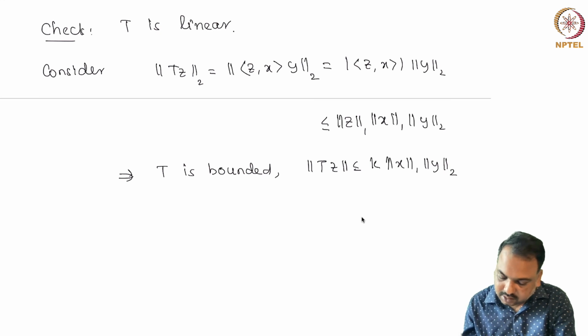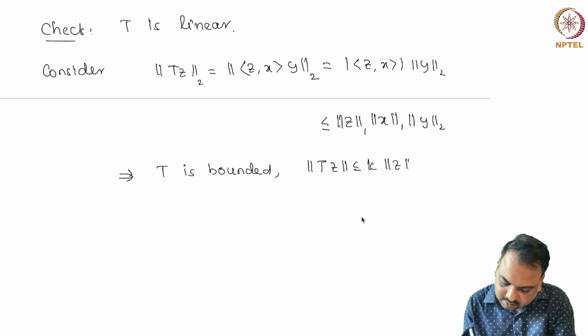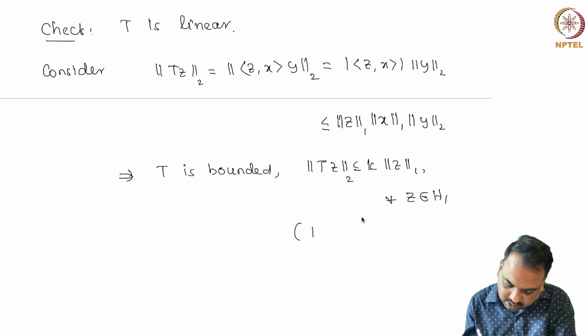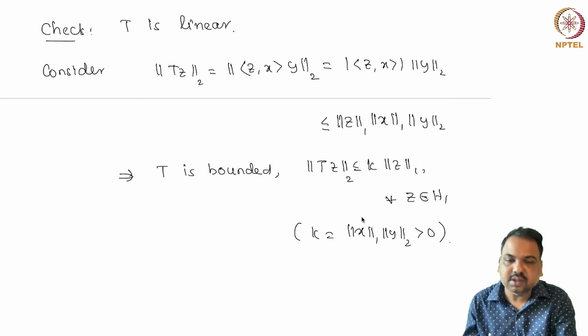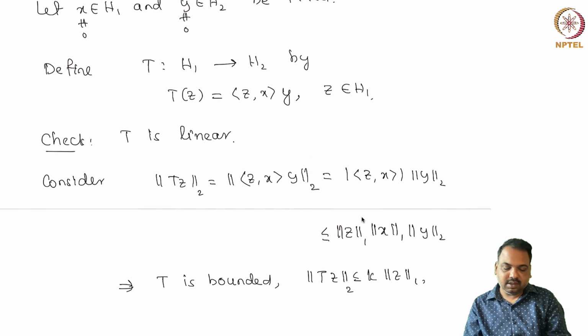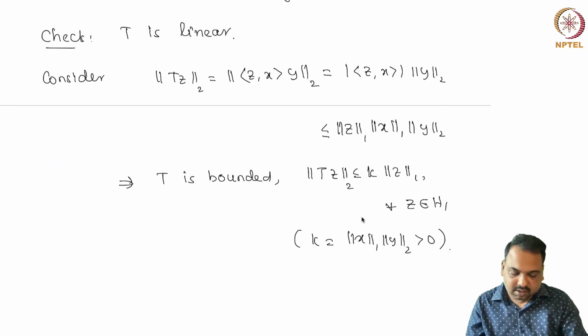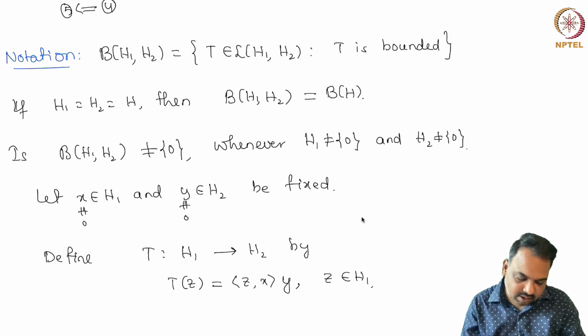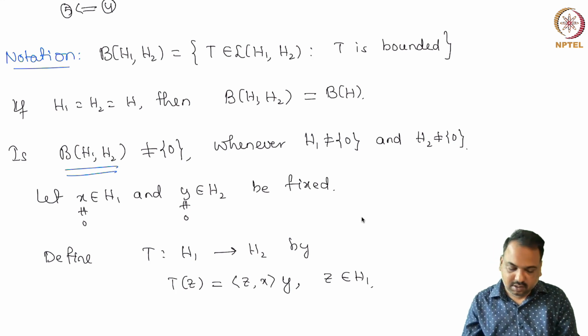This is k times the norm of z for every z in H1, and here k is nothing but the norm of x multiplied by the norm of y. This is not equal to 0. You can say that this is a bounded linear map. That means we can conclude that B(H1, H2) is non-zero whenever H1 and H2 are non-zero.